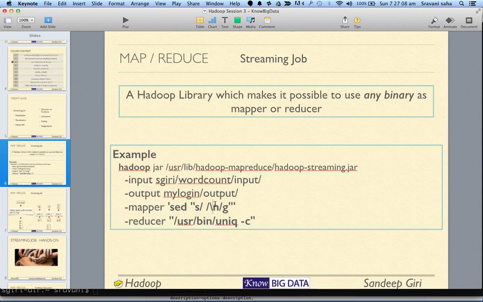Basically, this SED command will be run on all the machines in parallel, and once the output of SED comes in, it will be sorted, and after sorting it will be fed to the reducer. And remember, in a streaming job, the output is not grouped. The output of the mapper is not grouped, it is just sorted and given to the reducer.